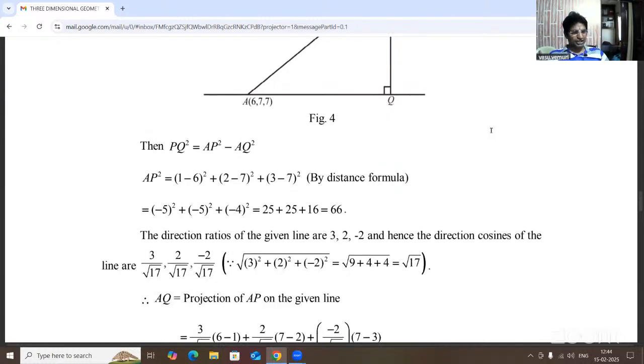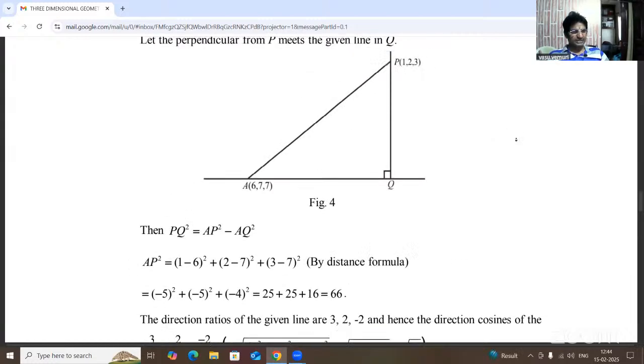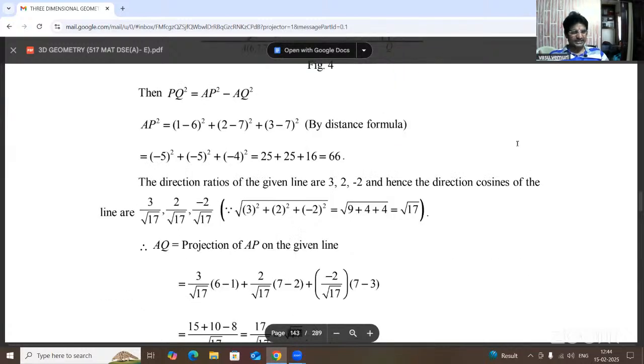The direction ratios of the given line are 3, 2, minus 2, so the line's normals are 3, 2, minus 2. Hence the DCs of the line are 3 by root of 9 plus 4 plus 4, that is 3 by root 17, 2 by root 17, minus 2 by root 17. So AQ equals the projection of AP on the given line. That is 3 by root 17 into, there are two points given, the A point and the P point, then their difference is 6 minus 1.